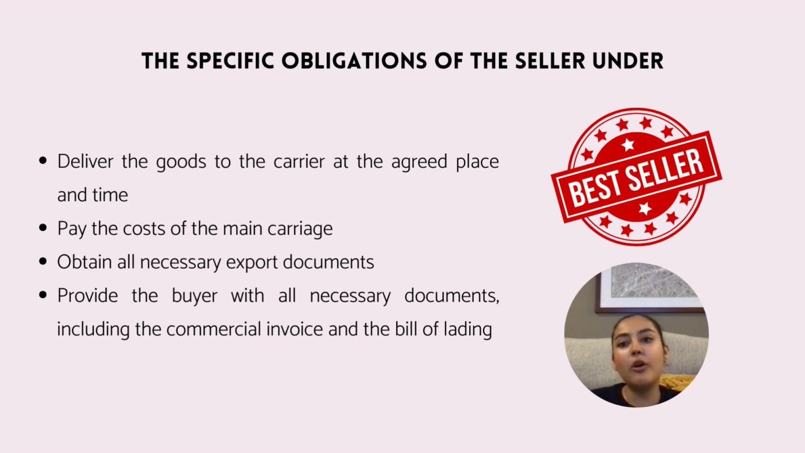The third one, obtain all necessary export documents. These documents are required to clear the goods through customs and ensure their lawful export from the seller's country. And finally, provide the buyer all necessary documents, including the commercial invoice and the bill of lading. These documents provide essential information about the goods, their value, and their transportation, enabling the buyer to clear the goods through customs and receive them at the destination.